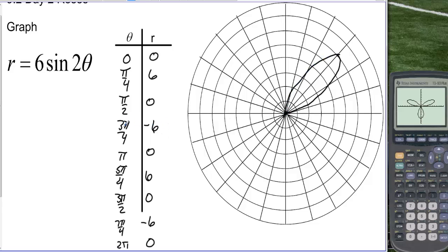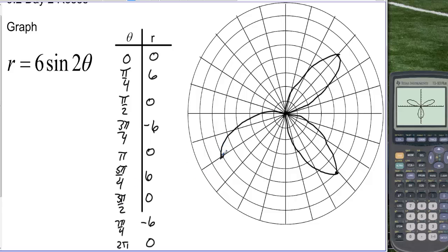And then 3 pi over 4 is negative 6. So here's 3 pi over 4. So 1, 2, 3, 4, 5, 6 back here. And so we're curving to this one right there. Pi is 0, so we get back to 0 when we hit pi. 5 pi over 4 is 6. So then along 5 pi over 4, 1, 2, 3, 4, 5, 6, we're right there. And this will curve to this one.